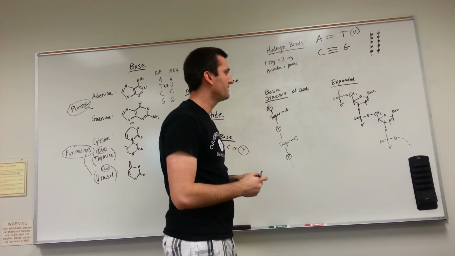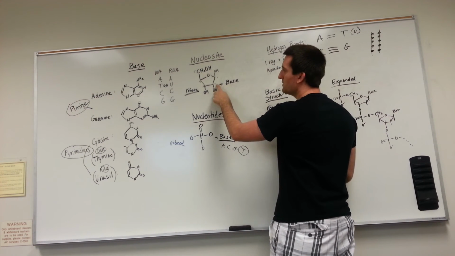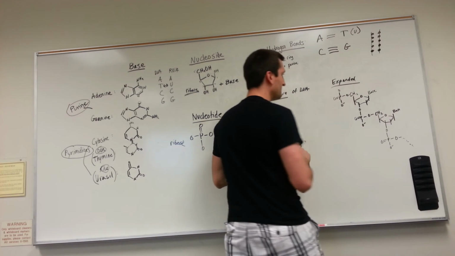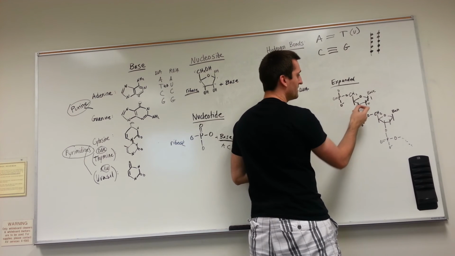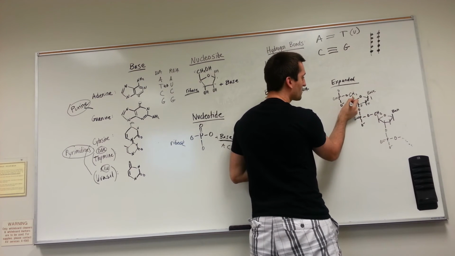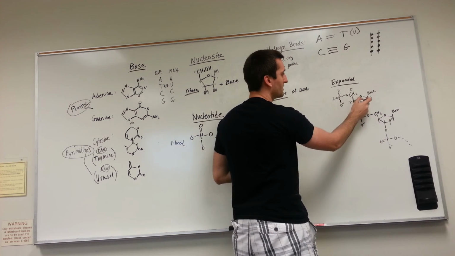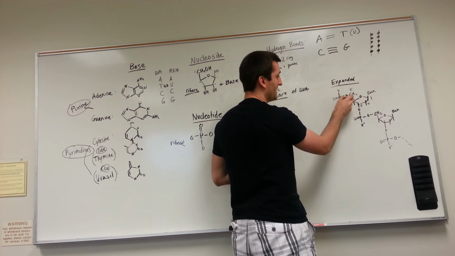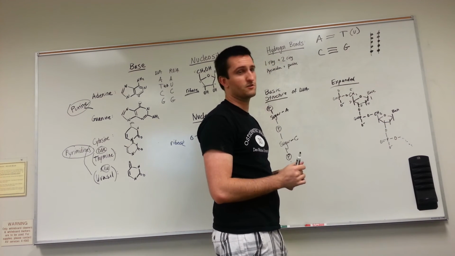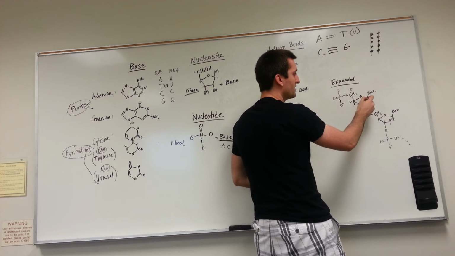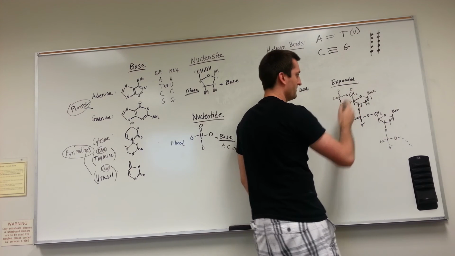And then what else do we have? We have positioning. Like I counted over here, we have a 1, a 2, a 3, a 4, and a 5 carbon. I'm going to draw it over here. We have a 1 carbon, a 2 carbon, a 3 carbon, a 4 carbon, and the fifth one up here. So each of these sugars is going to have 5 carbon groups, and they're numbered accordingly. The first carbon is always going to be attached to the base, then second carbon, third carbon, fourth, fifth.